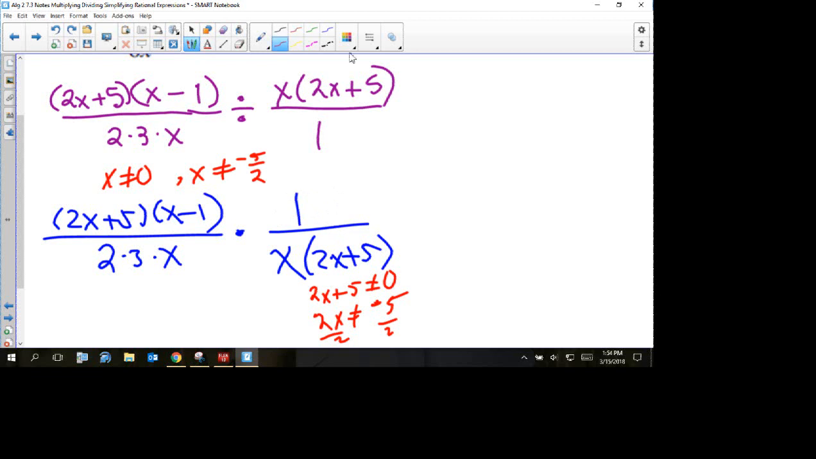Anything cancel when we multiply together? There we go, multiplied it. Anything cancel? The 2x plus 5 cancel. And that's it. So we multiply it back together. We have x minus 1 on top. On the bottom, we have 6x to the second power. And then since we canceled out that 2x plus 5, that exclusion has to be mentioned in your answer. Negative 5 halves.